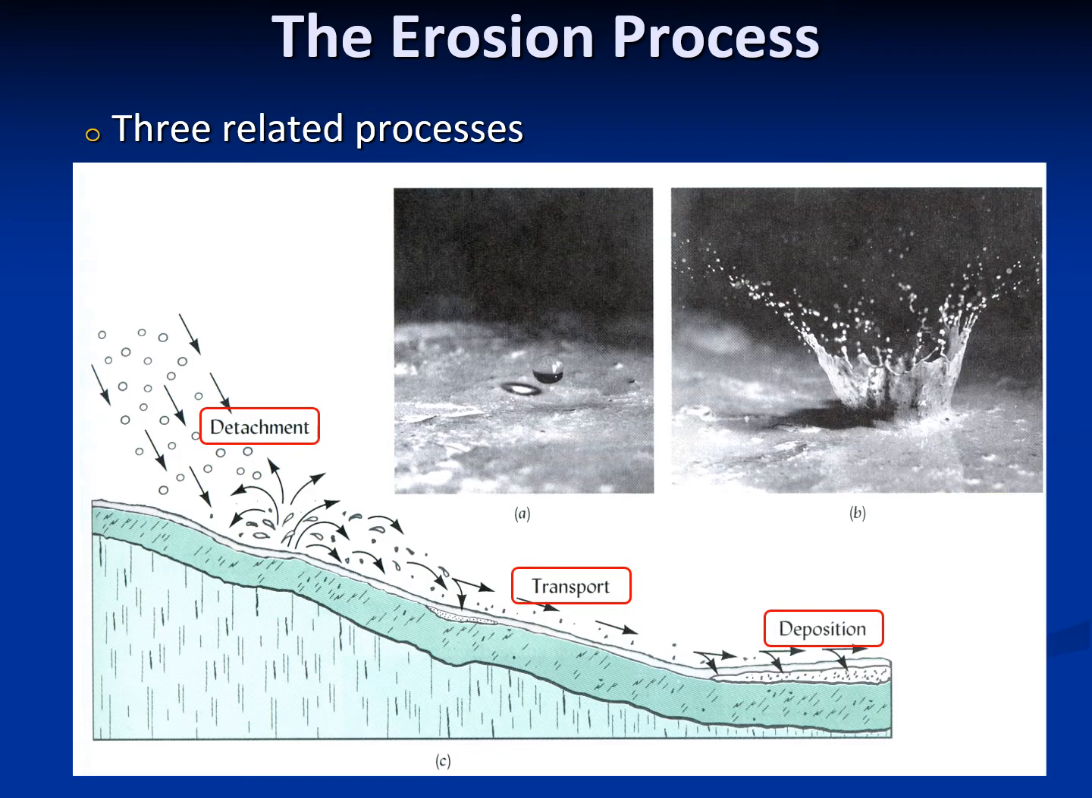So let's talk about the erosion process. There's three related processes to erosion. Remember, this is one of your learning objectives. So the first is detachment. Water hits the soil and causes it to detach. It's like a little miniature explosion as shown in the upper right-hand picture. And then all those soil particles that were detached are then transported and deposited elsewhere. So the three related processes are detachment, transport, and deposition.